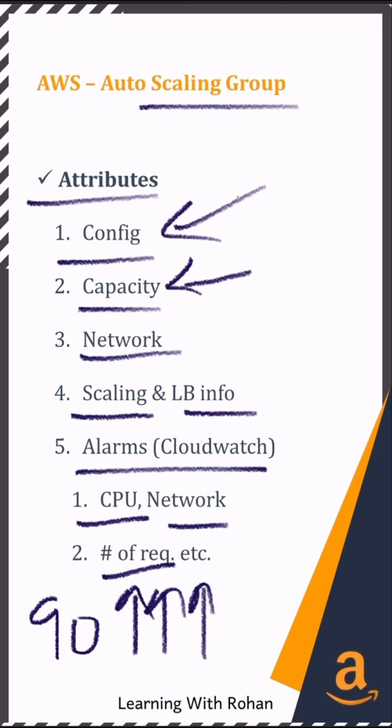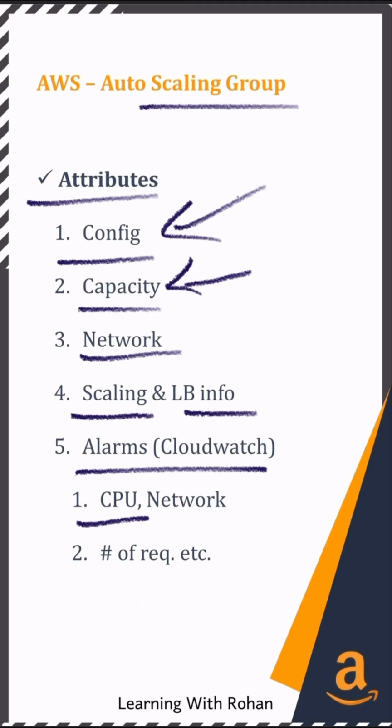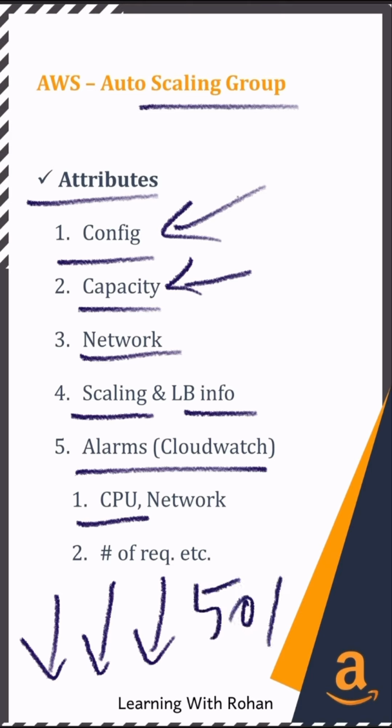So let's say your number of user connections dropped off, and your CPU has also dropped off, or your network activity has dropped off to, let's say, 50% for a consecutive 5 minutes.